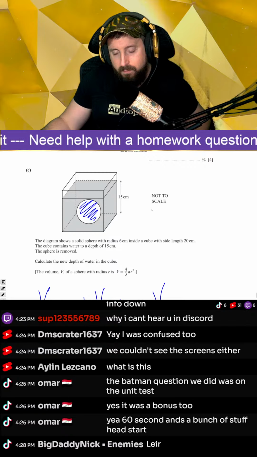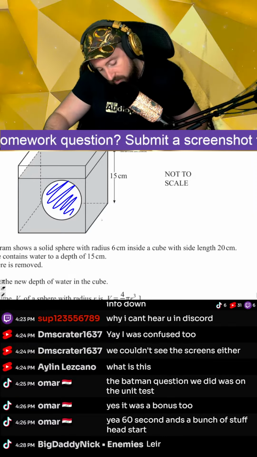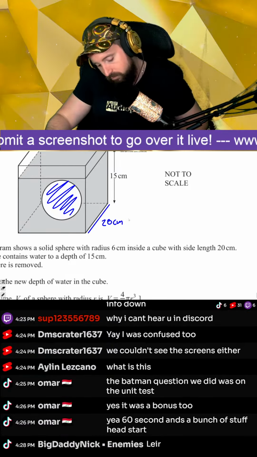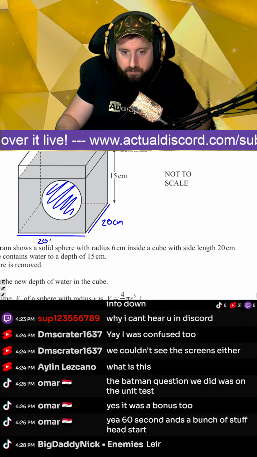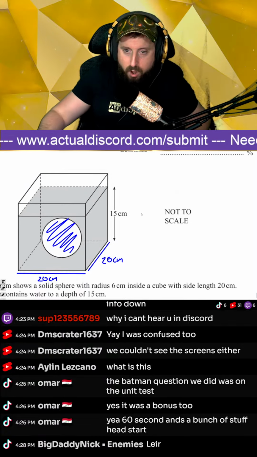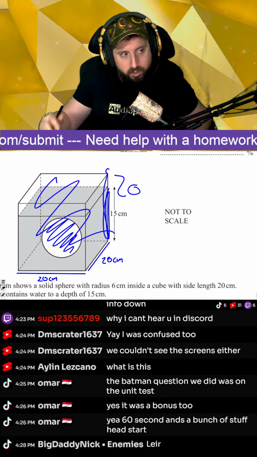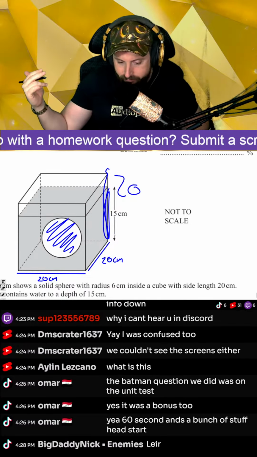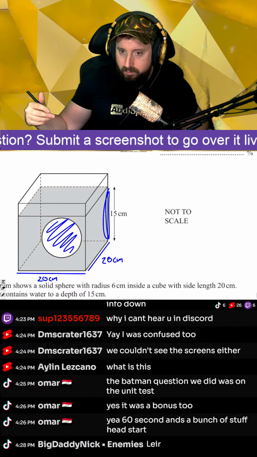Okay. Because see, they say the side length of the cube is 20, right? So this length right here, Jaden, is 20 centimeters. If the cube was filled, the water line should go all the way up to 20 as well, right? That would be a filled cube. Cubes have all the sides the same size, yeah.